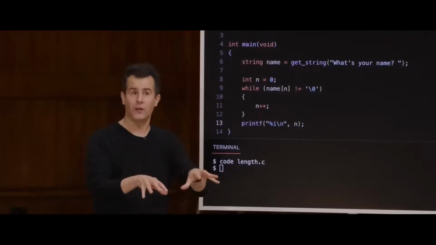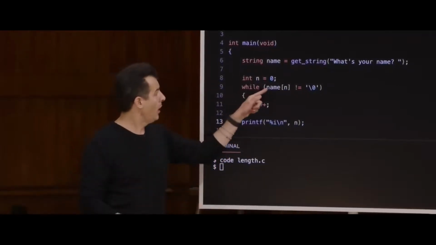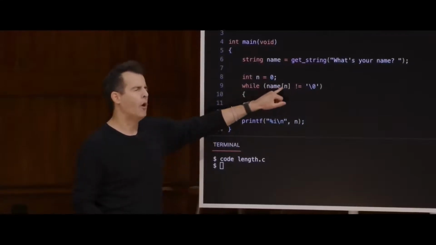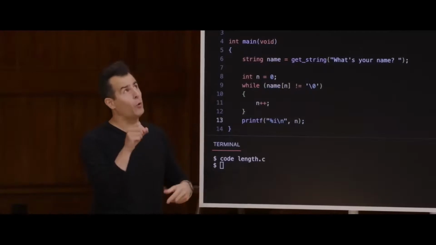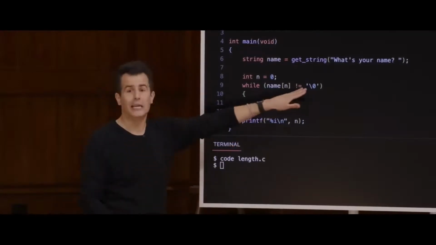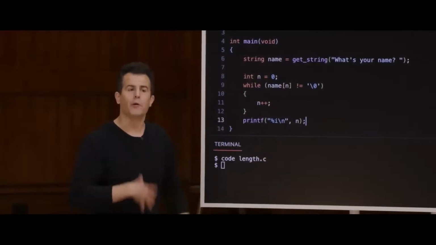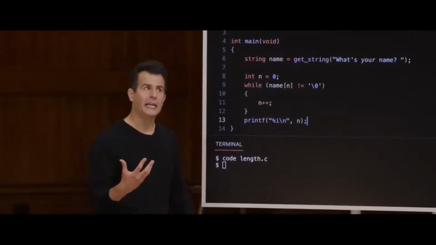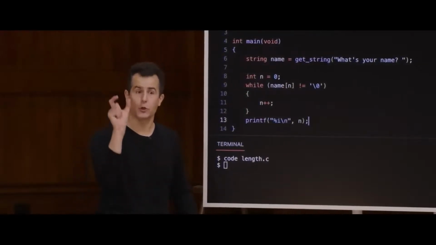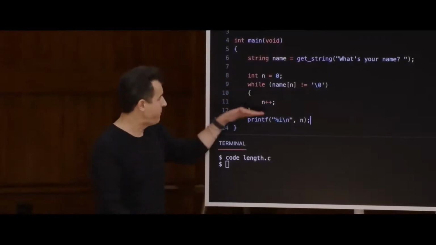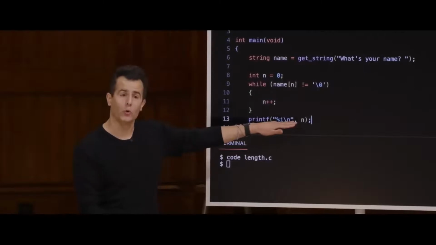If I type in David, D, it's not. So I keep going, and I add 1 to n. Then I'm going to check name bracket 1. Well, if I typed in David, name bracket 1 is going to be A. A does not equal \0, and so it's going to go again and again and again. But 5 steps in total later, it's going to get to the byte after DAVID, realize, wait a minute, that is a \0. The loop finishes, and I print out the total length.